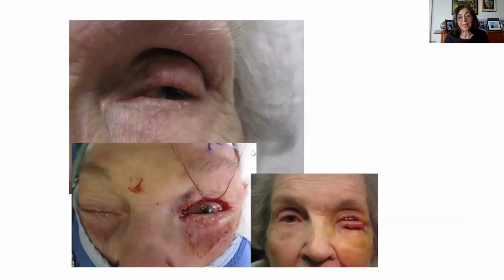And we can see some examples here. This is an entire upper eyelid that has sebaceous carcinoma. So this is the defect we ended up with in this lady. And this is a Cutler-Beard flap in position, sutured in.